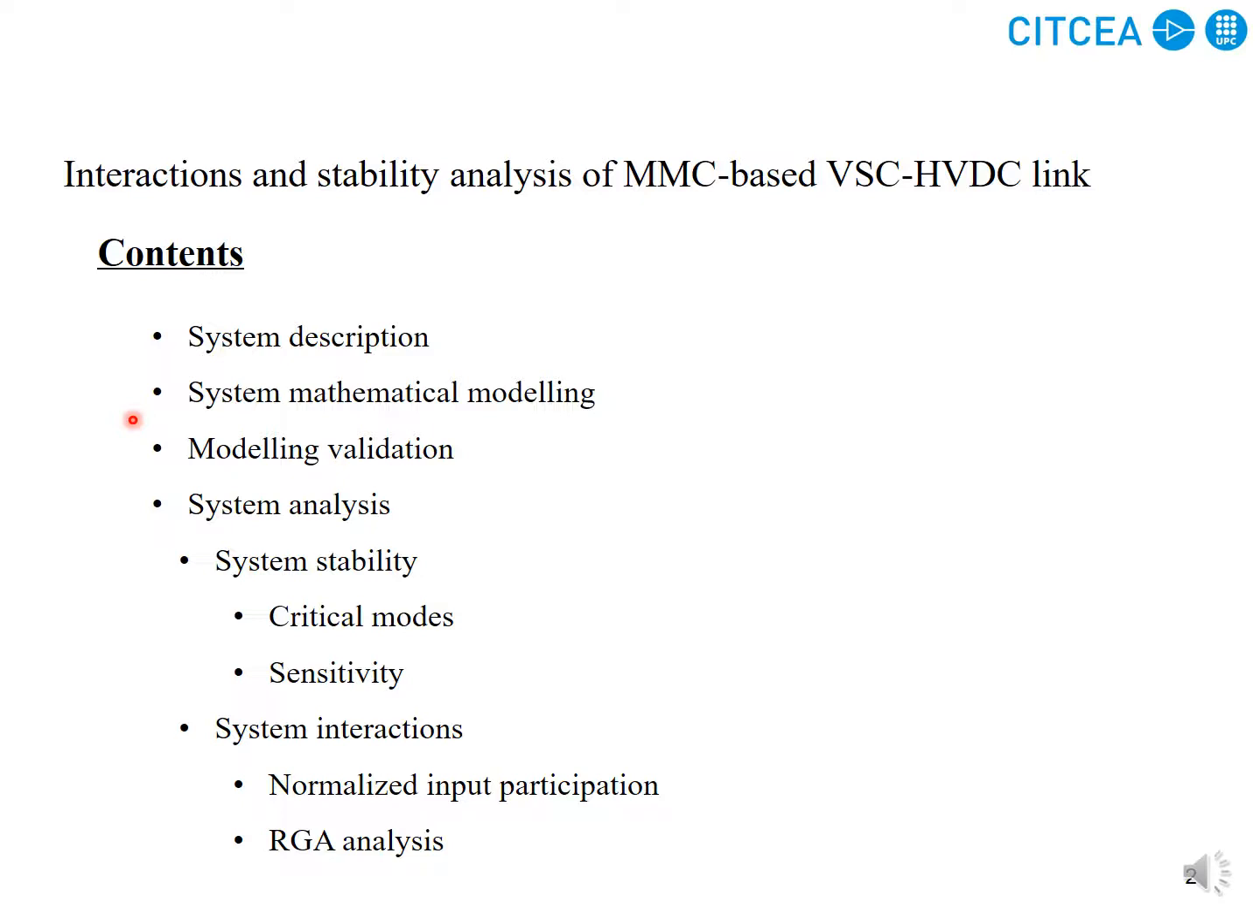Once the model is achieved, the linear model is validated against the nonlinear model to make sure that our modeling approach is correct. And then once the linear model is obtained, the system analysis is conducted. Various system analyses: system stability with critical modes, sensitivity, and then system interactions, which is of highly interest.